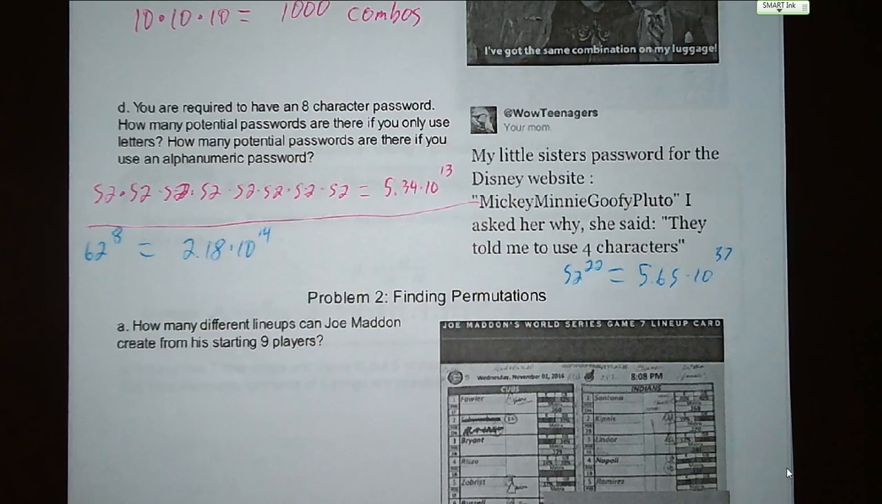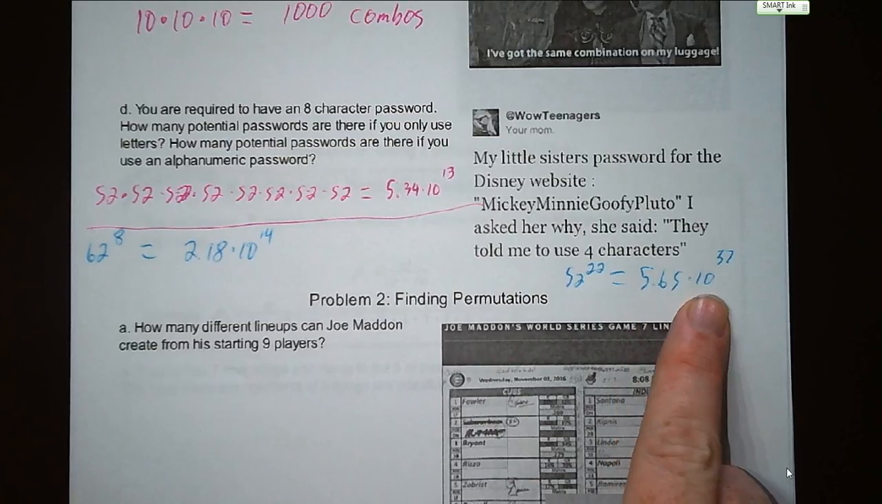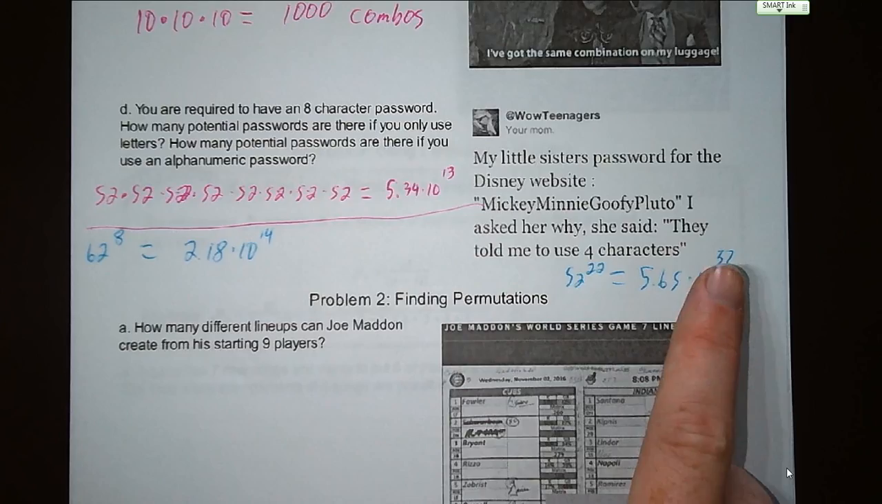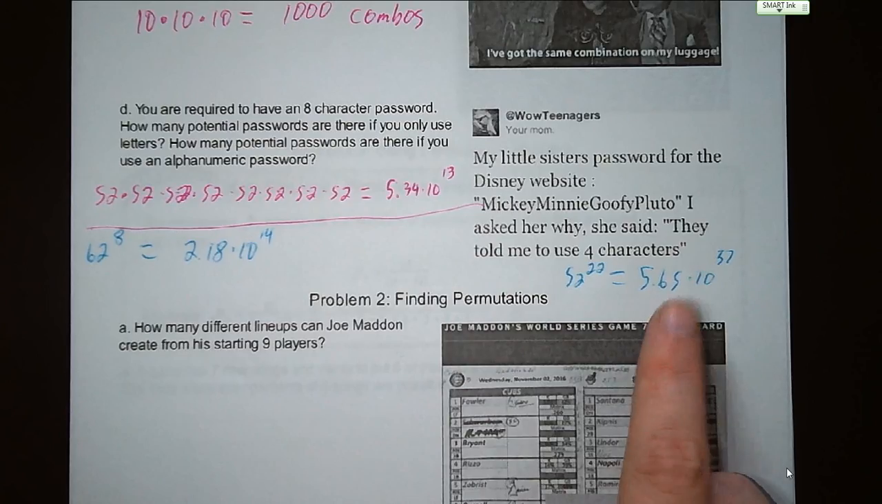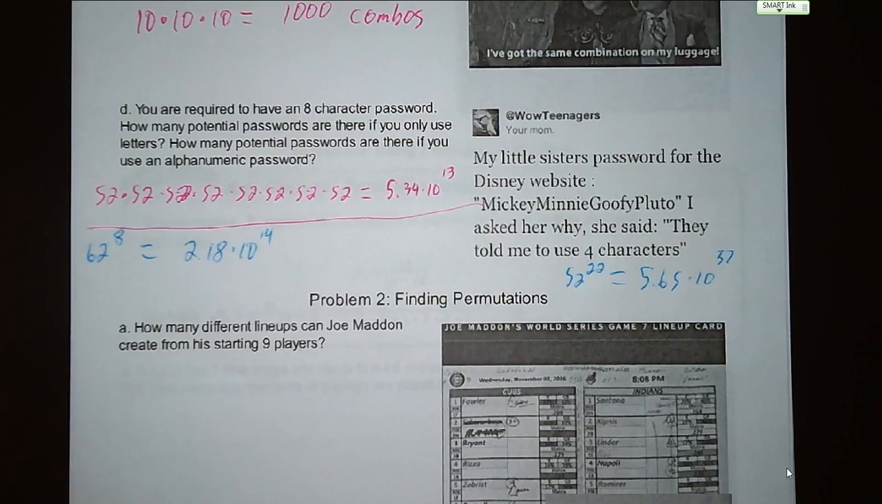One way hackers try to crack passwords is literally they have a computer that will just continuously try every single possible combination of letters and numbers in order to crack the password. You would have to go through a heck of a lot of combinations. 5.65 times 10 to the 37th, so that's 35 zeros at the end of this number, in order to find the number of combinations that are possible using that many characters.